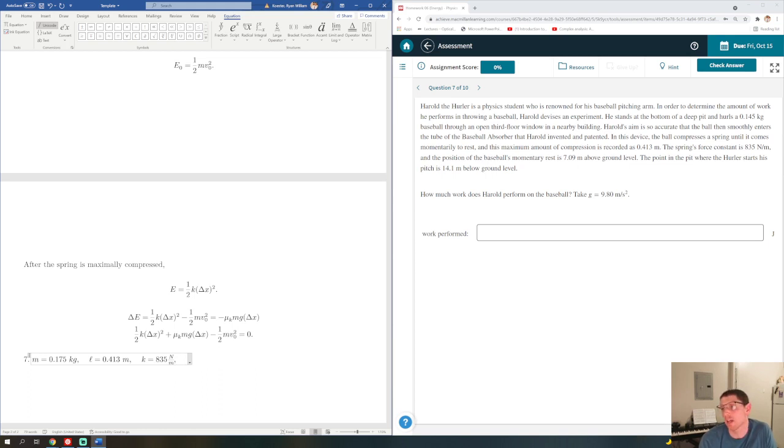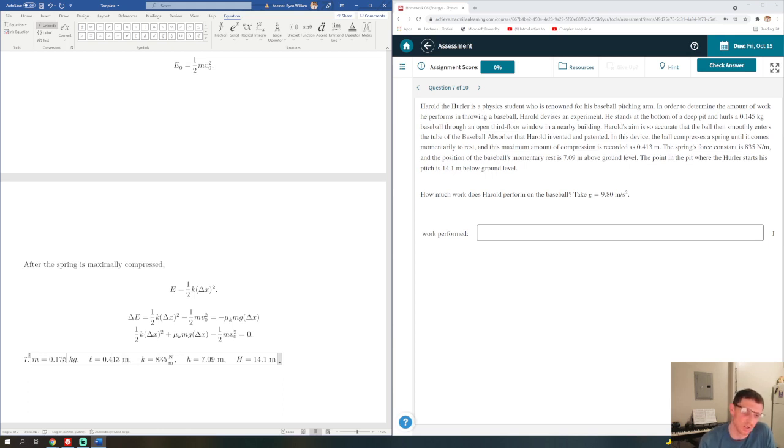So let's say lowercase h is the height above the ground, and big H is the depth, right? He's like a complete weirdo who's standing in a pit throwing balls in the air, and the pit is 14.1 meters deep, I guess. Yeah, good for him.